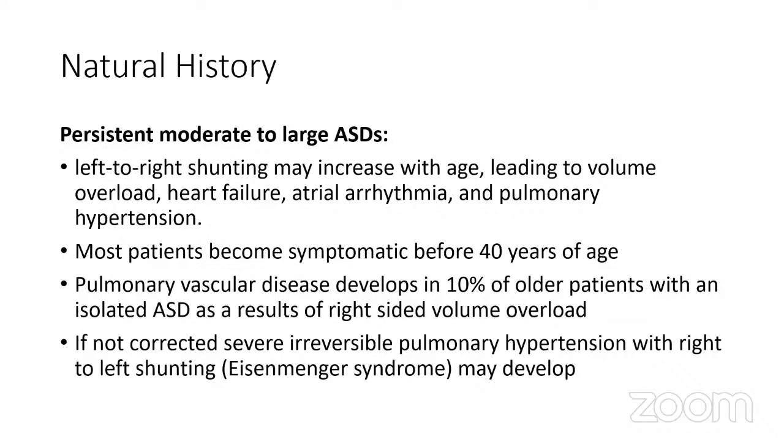Pulmonary vascular disease develops in 10% of older patients with isolated ASDs, but this complication is rare in childhood and adolescence. In uncorrected older patients, severe irreversible pulmonary hypertension with right to left shunting develops, the Eisenmenger syndrome. And this may present with signs of right ventricular failure.